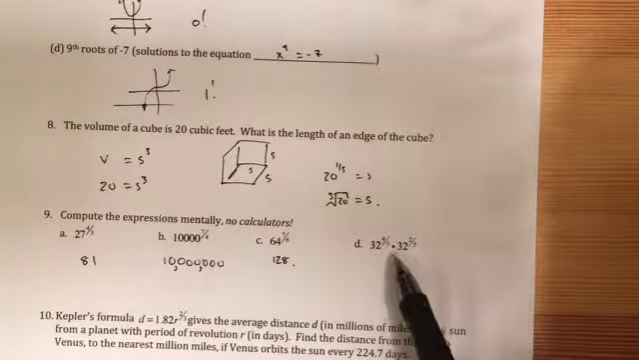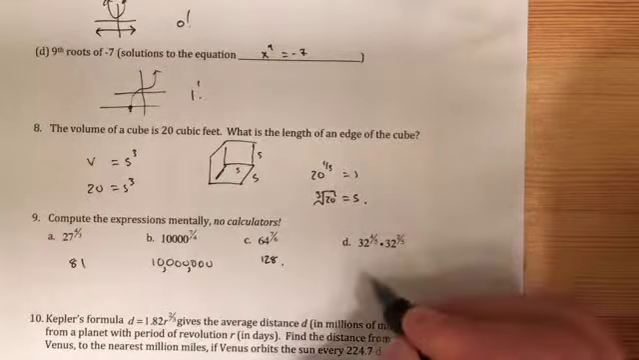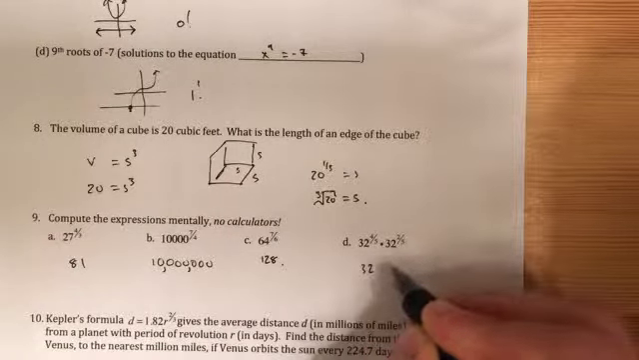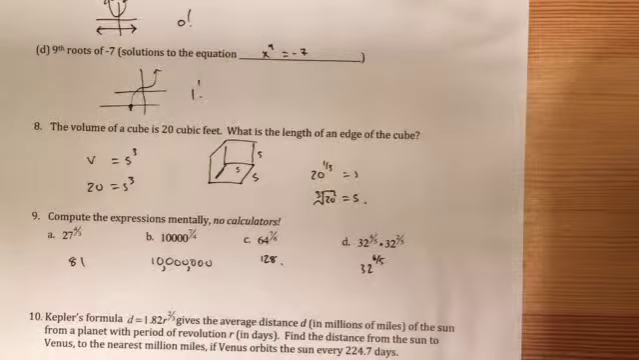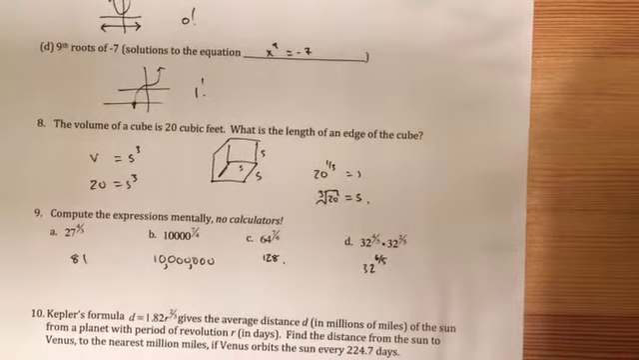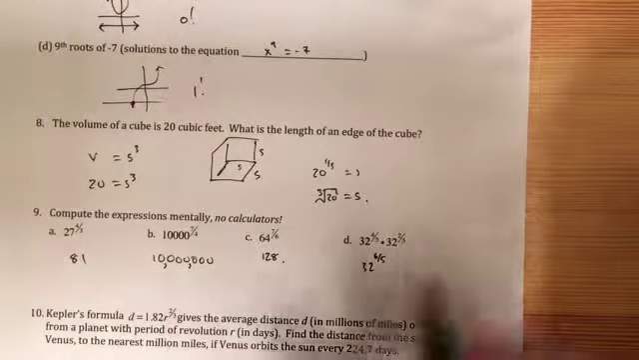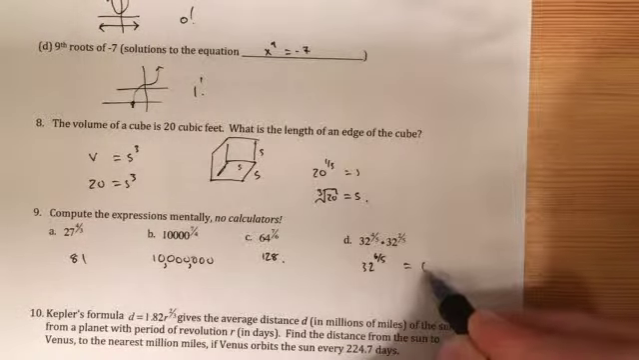Ooh, 32 to the 4/5 times 32 to the 2/5. That's got to be 32 to the 6/5, right? Because I can add these exponents. So the 5th root of 32, which is 2. 2 to the 6th is 64.